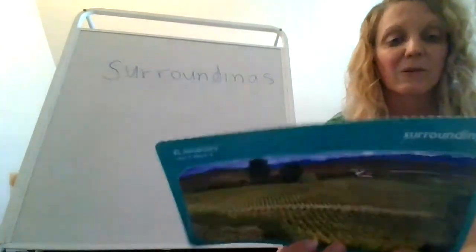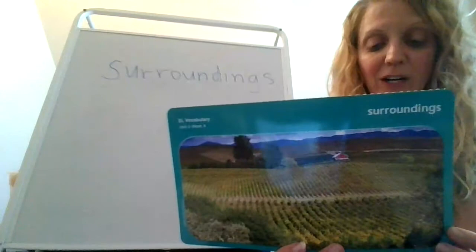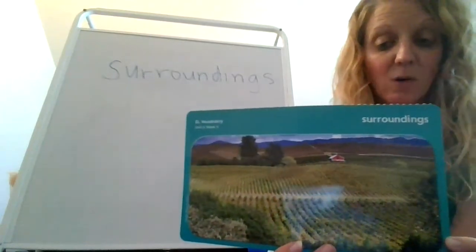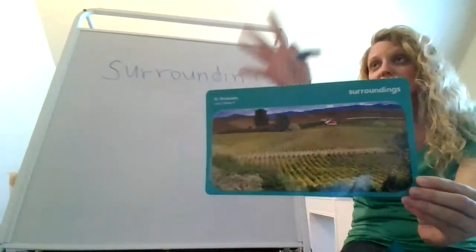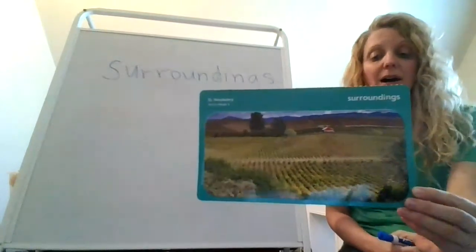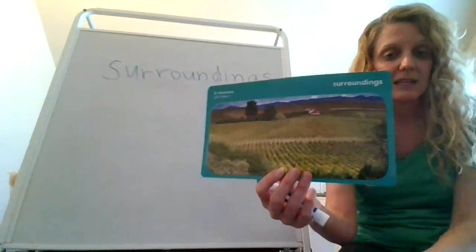Okay. So the example says, the farm has peaceful surroundings. So that means if you were on this farm, your surroundings are all the things that are around you. Okay. So think about how your surroundings look different. If you're on a farm, they look like this.